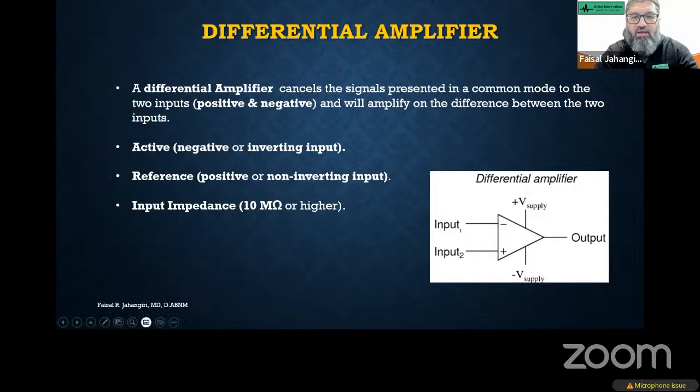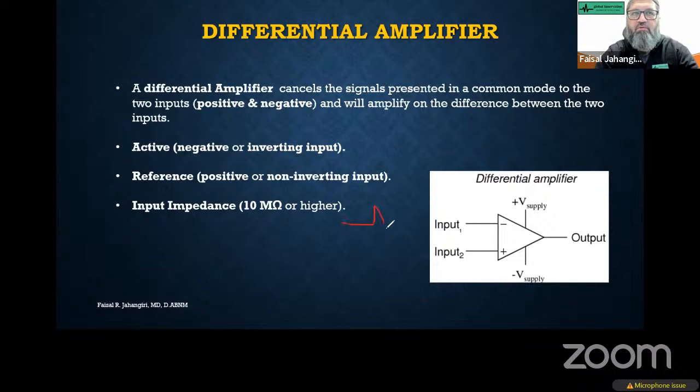So the differential amplifier cancels any signal which is in common mode. The reason is it has two inputs, input number 1 and input number 2. Input 1 is also known as the active input, negative input, or inverting input. So active, negative, and inverting are the same thing. That means any signal going into this input will invert its polarity. If the signal is positive, it will become negative, and if it's negative, it becomes positive.